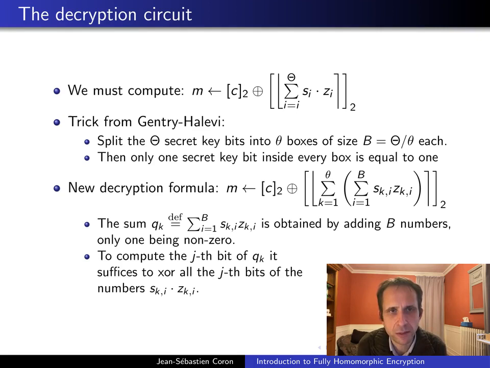Which means that now we can rewrite this as qk. If we write qk as a sum in a box, we obtain that we are adding big B numbers, the size of the box, but by construction there is only one which is non-zero. All the other terms are 0. So since there is only a single term which is non-zero, the arithmetic sum is the same as a XOR. We can simply XOR all the terms, and we obtain the same result because there is only one term that is non-zero. The others are 0. So to compute the DGHV bit of qk, we simply have to XOR all the DGHV bits of the numbers ski times zki.